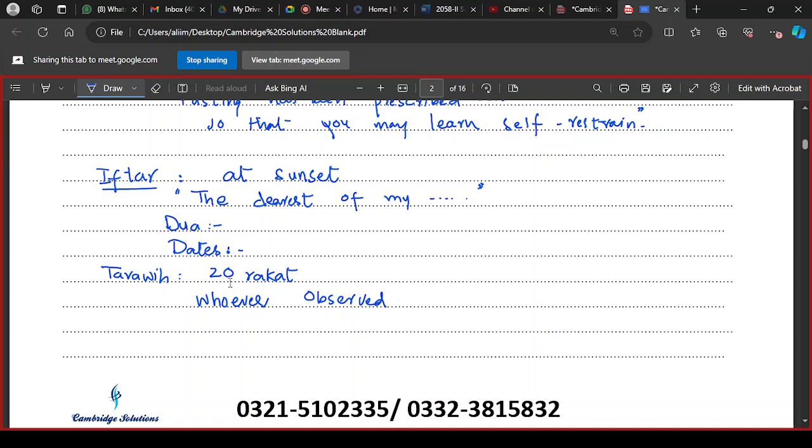And whoever stood in prayer during the night of Ramzan with faith and hope of reward, his past sins would be forgiven. And whoever worshipped in the night of power with faith and hope of reward, his past sins would be forgiven.